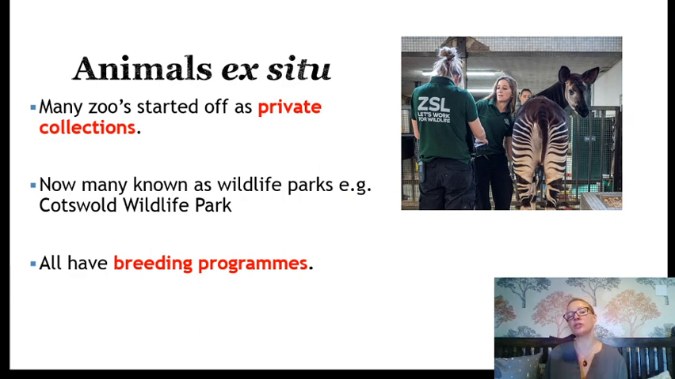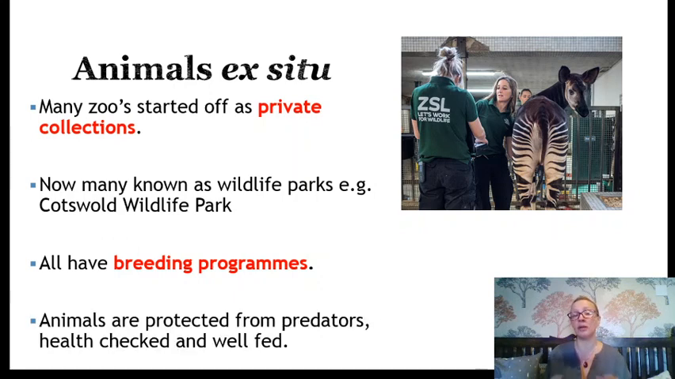So lots of these zoos started off as private collections and then became more to do with conservation, and education is a really, really important part of conservation. In fact, I would say that education is one of the most important parts of conservation. They've all got breeding programs, and they all make sure that they try and maximise the genetic diversity of those populations. They can monitor the health of those organisms, and they can protect them as well from predators and things like that.